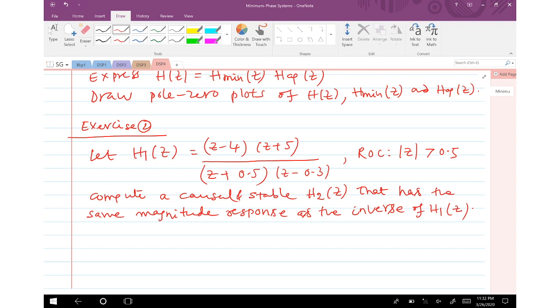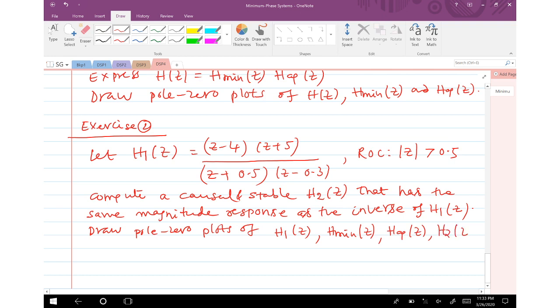Again, here also you draw pole zero plots as well: the pole zero plots of H1(z), then H_min(z), H_ap(z), and H2(z). You plot all of them. That's all. We are done with the minimum phase systems.